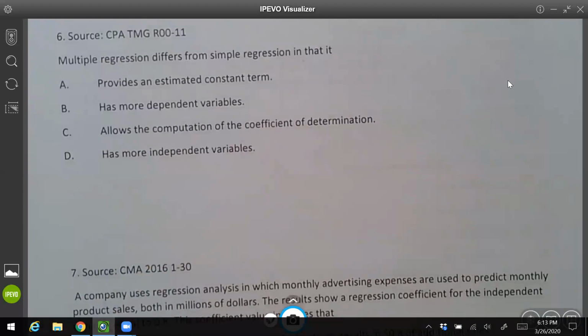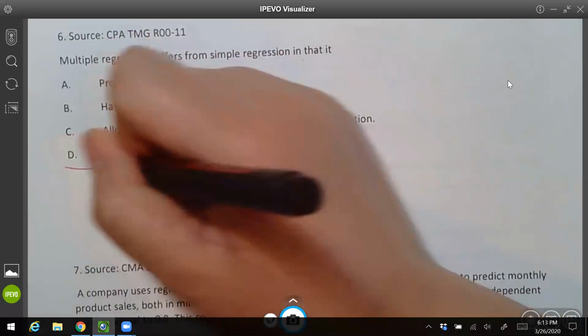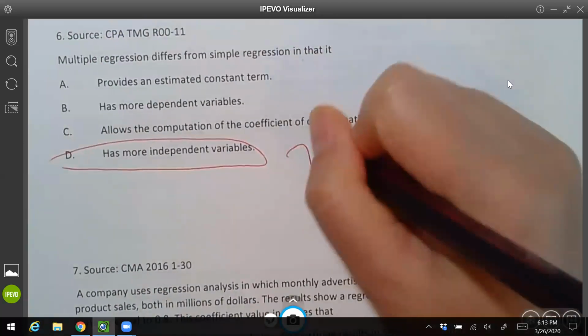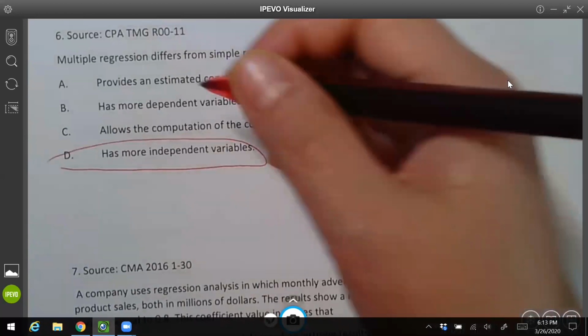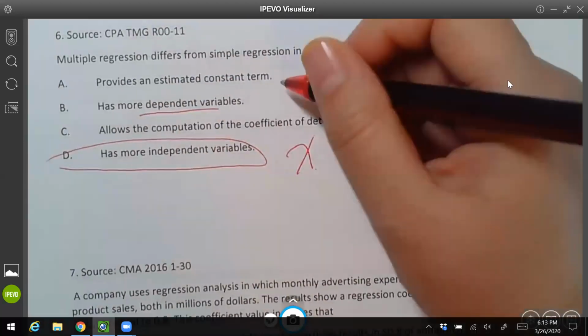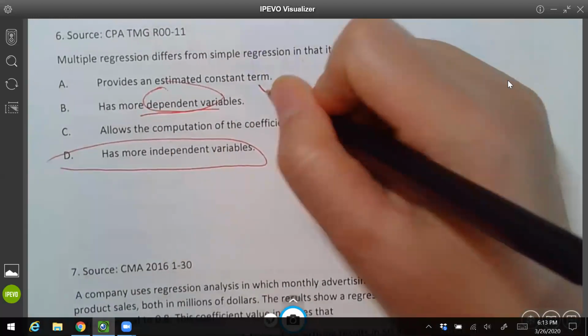Question 6, a CPA question, asks how multiple regression differs from simple regression, which is straightforward. We just have more independent variables, more x. X is the independent variable. No matter what regression, you just have 1 dependent variable, which is y.